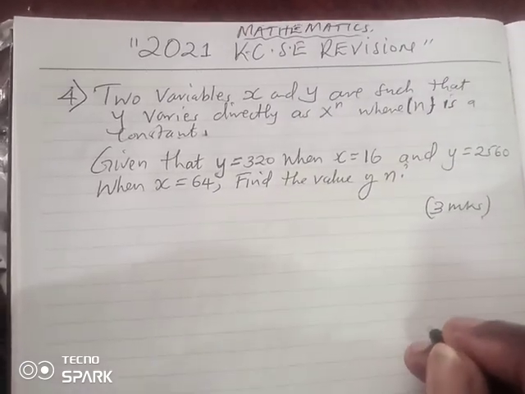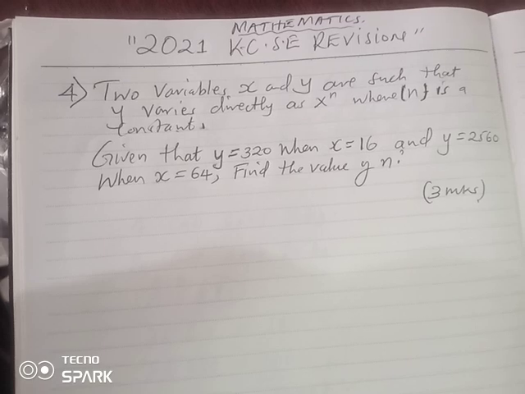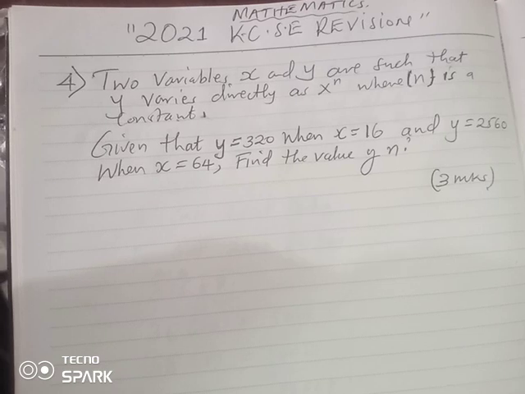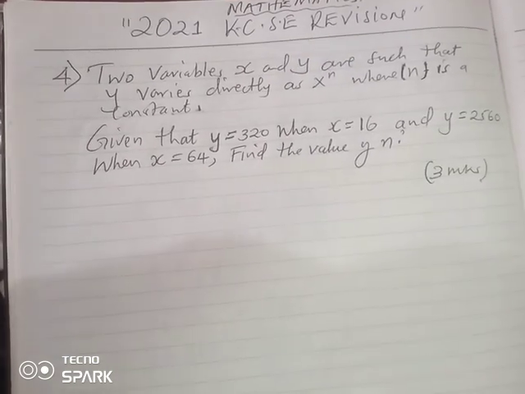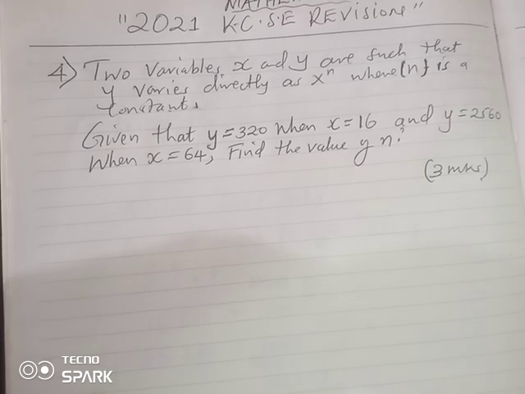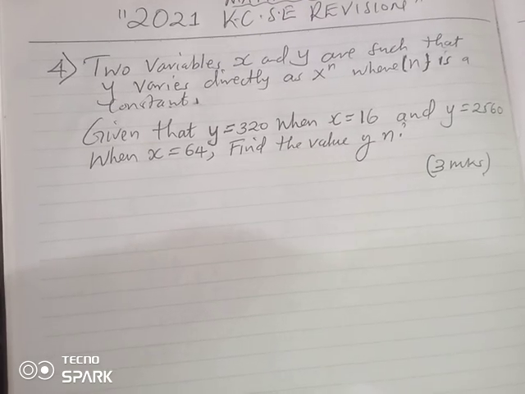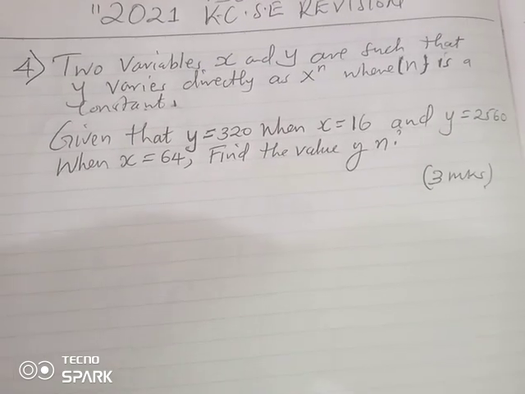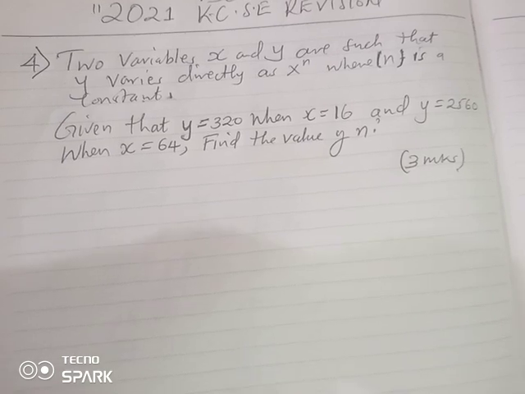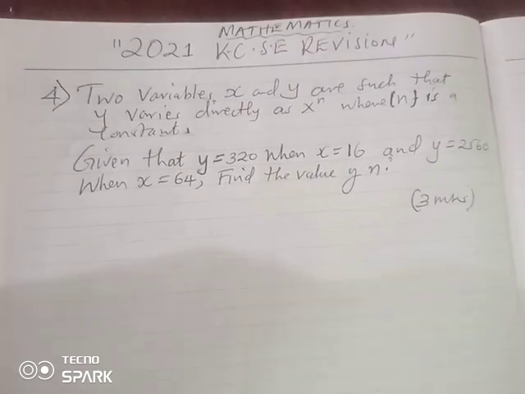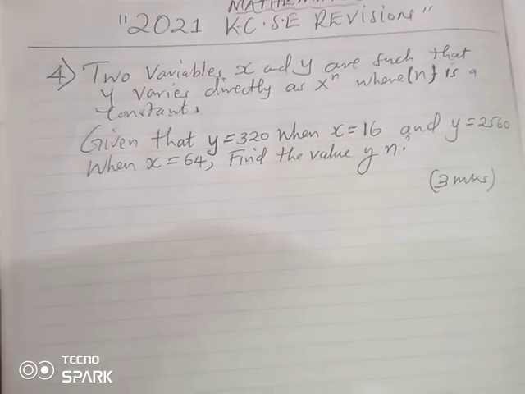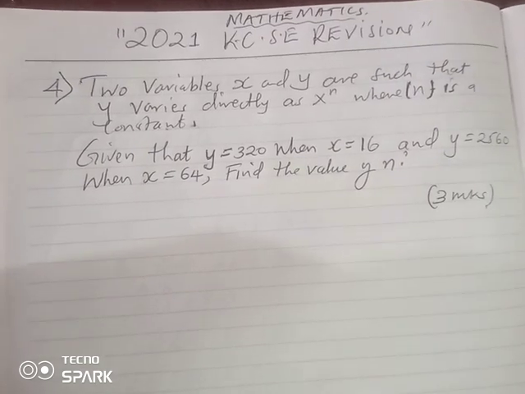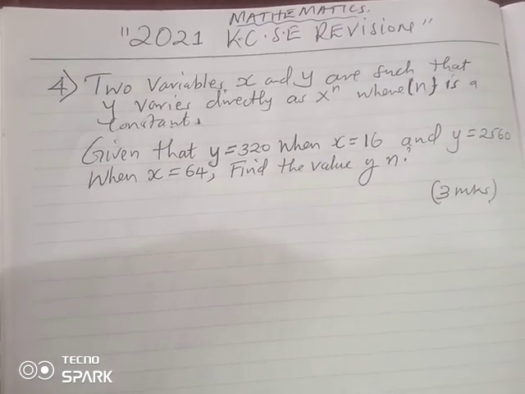The question reads: two variables x and y are such that y varies directly as x power n, where n is a constant. Given that y is equal to 320 when x is 16 and y is equal to 2560 when x is 64, find the value of n. 3 marks.